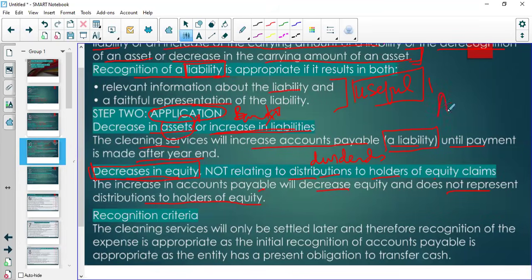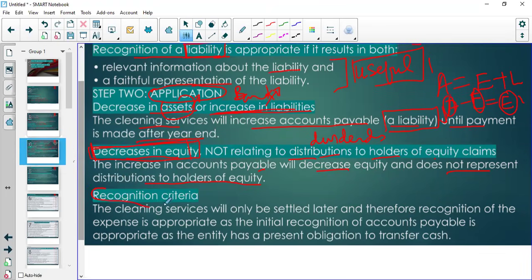So this is your basic accounting equation, isn't it? Assets is equal to equity plus liabilities, or assets minus liabilities gives us the equity. So if liabilities increase, equity is going to decrease. If assets decrease, equity is also going to decrease. So we see that it meets the definition of a decrease in assets or increase in liabilities, which results in a decrease in equity.